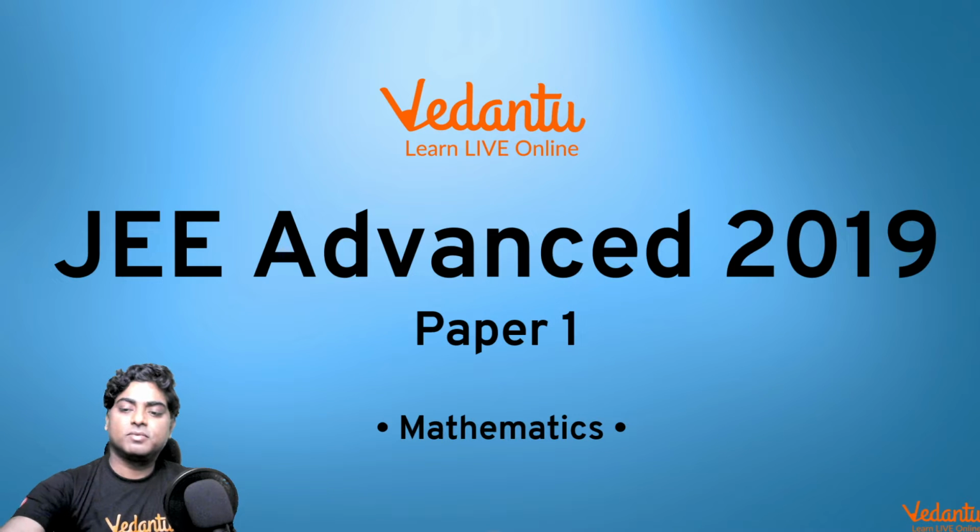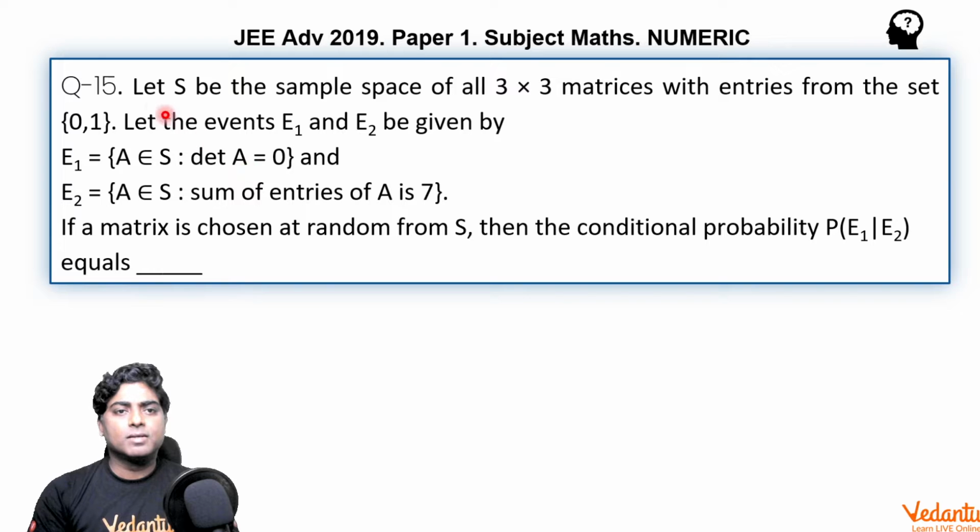The question for this video is, let's have a look. It says let capital S be the sample space of all 3 cross 3 matrices with entries from the set {0, 1}. Let the events E1 and E2 be given by E1 is defined as the set of all matrices A belonging to the set S such that determinant A is equal to 0.